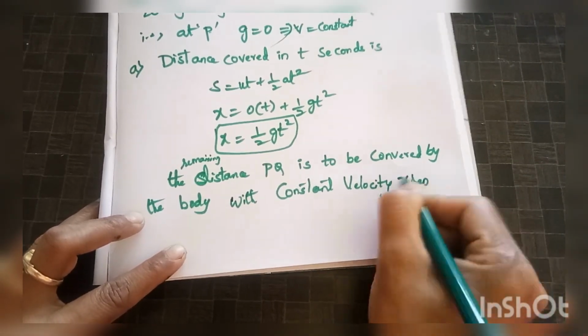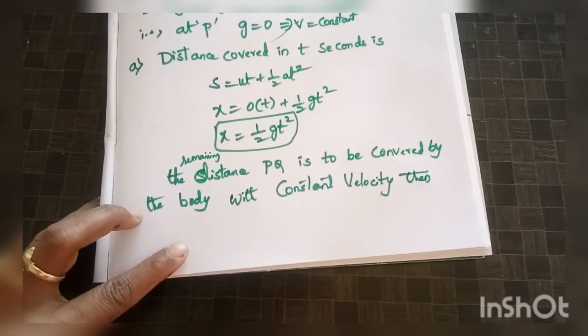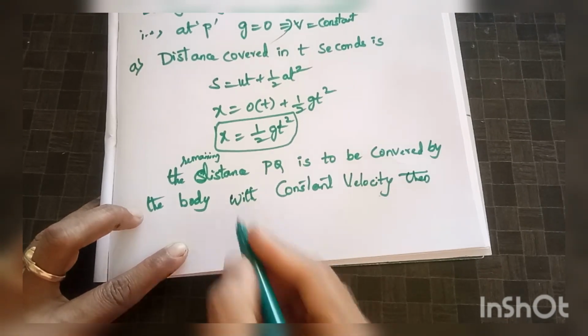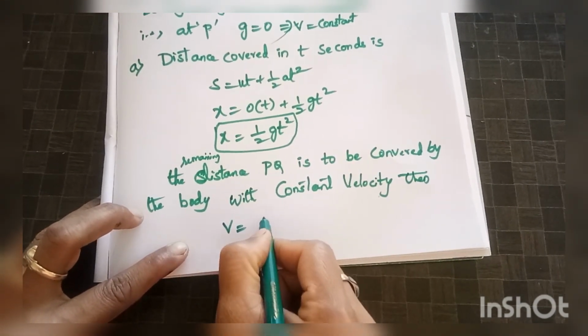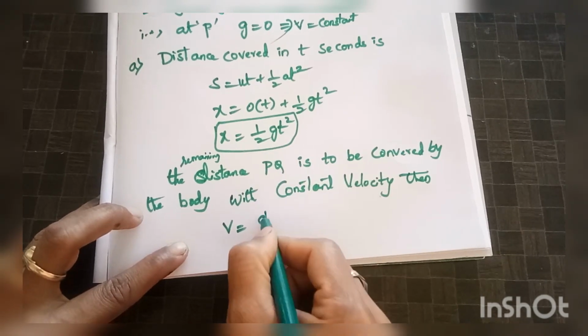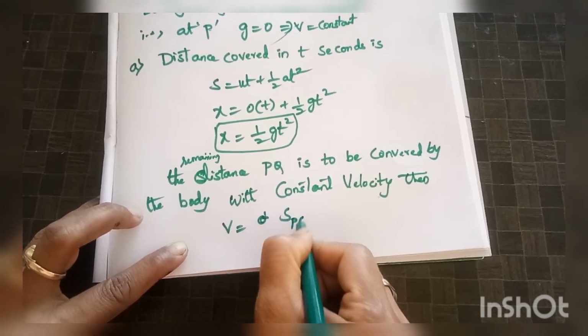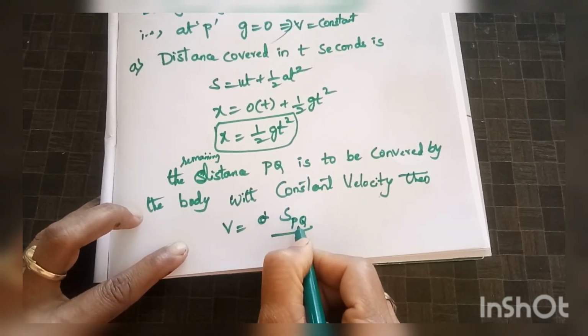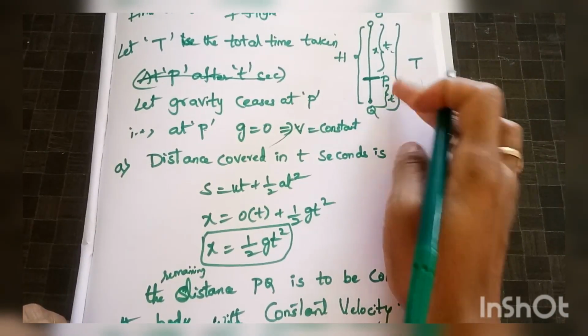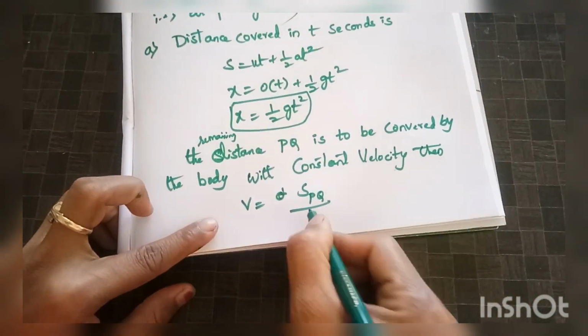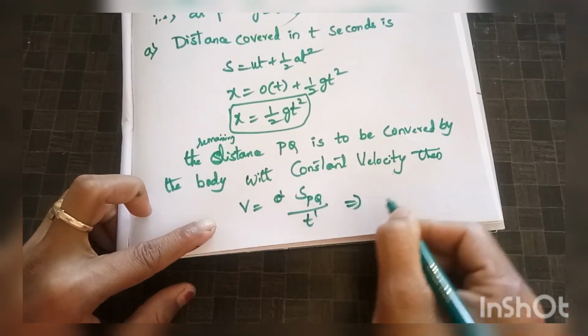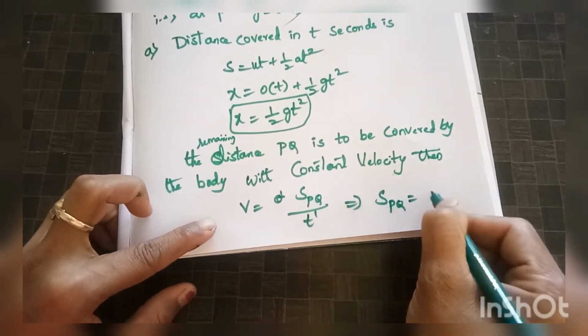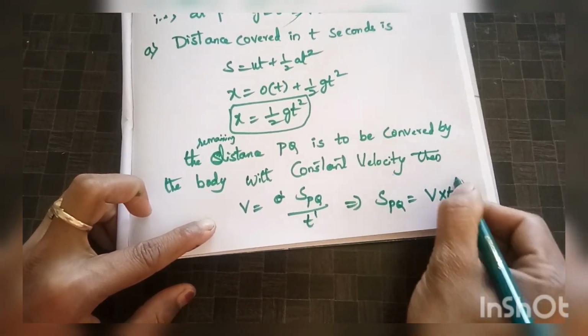Then, we know that velocity is equal to distance by time, or displacement by time. So S_PQ is the distance traveled from P to Q, and the time is t dash. So the distance S_PQ is equal to V into t dash.